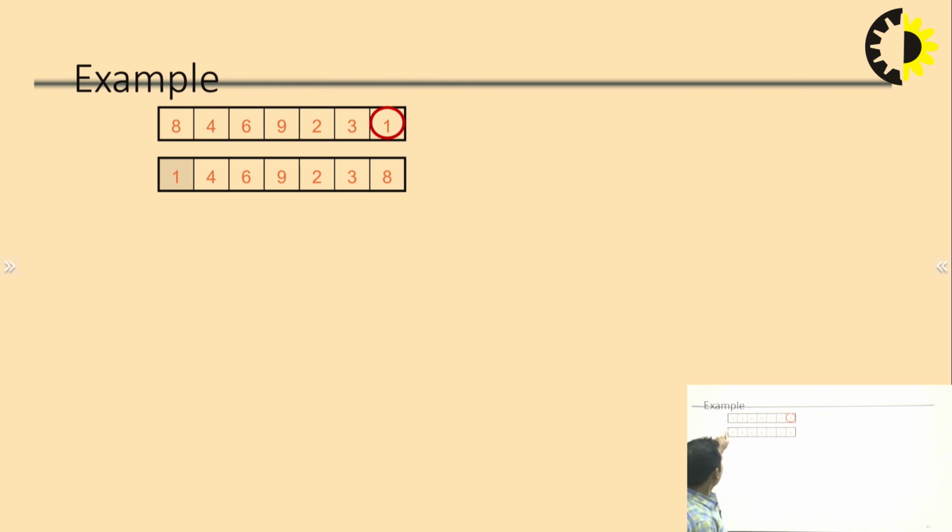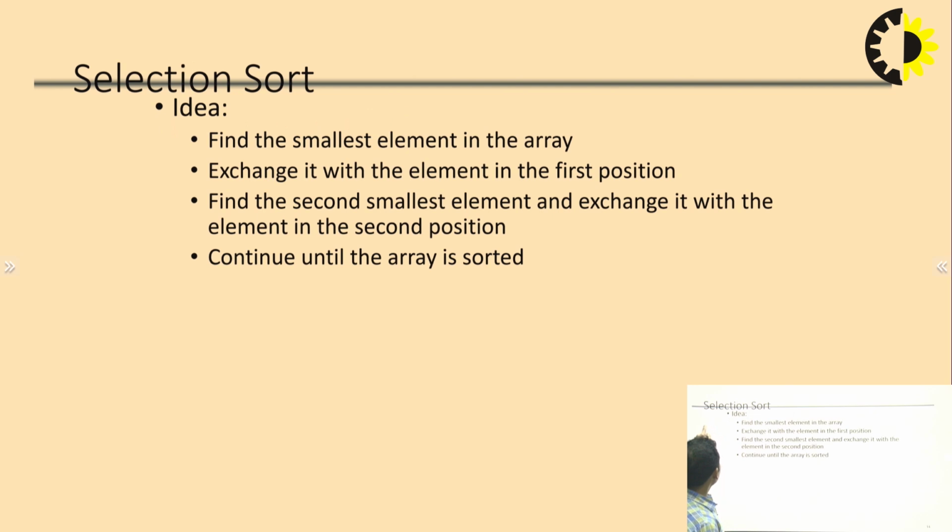Now this is, as the name says, selection sort. What is the name? We are selecting the position, and picking the appropriate element for that particular position. So this is the selection sort idea.